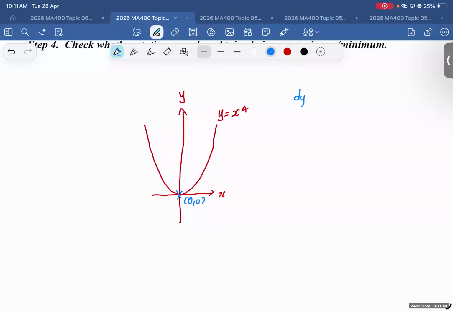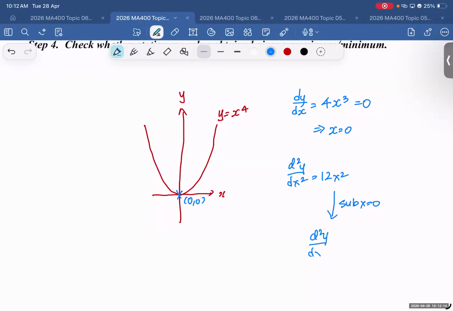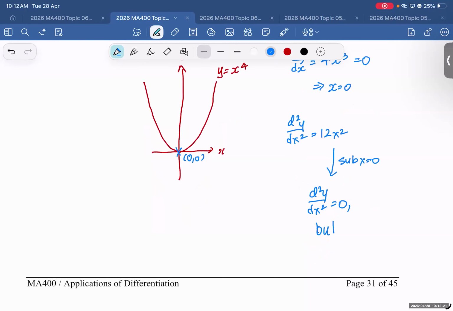But if Kate does this, she finds that dy/dx is 4x cubed. She equates it to 0 and finds that the turning point is x equals 0. But when she did the second derivative, which is 12x squared, and substituted x equals 0, she got d2y/dx squared equals 0. But x equals 0 is not an inflection point. You can copy down for your use.